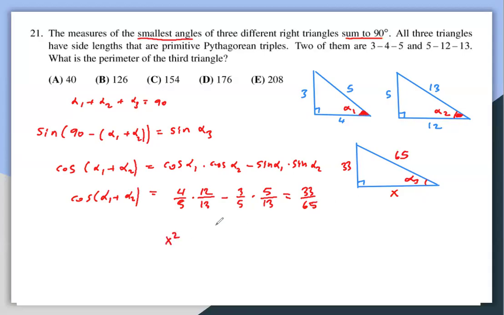X squared plus 33 squared, I can move that to the other side, is equal to 65 squared minus 33 squared. Then if I take the square root, I will use the difference of squares. So that should be 65 minus 33 times 65 plus 33, all under the radical. The difference is 32, and the sum is 98.